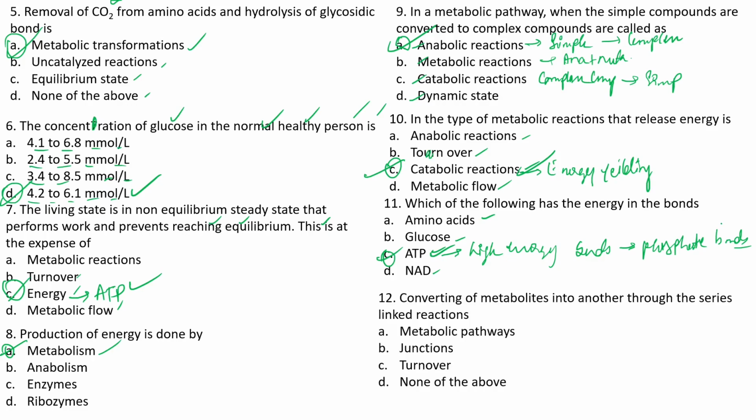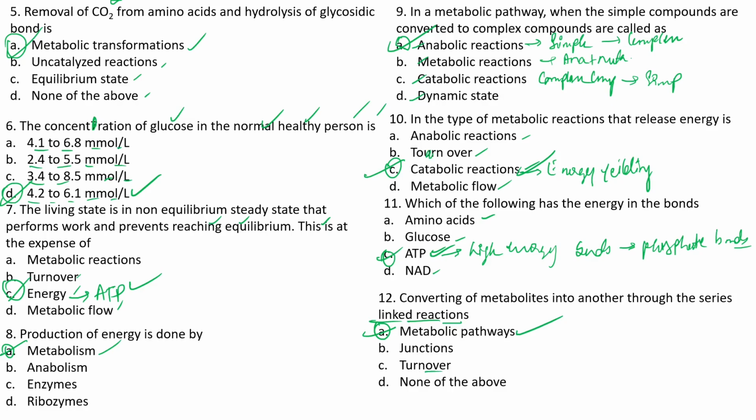The next question: converting metabolites into another through a series of linked reactions is called metabolic pathways, junctions, turnover, or none of the above, right? So, converting metabolites into another through a series of linked reactions. If the linked reactions are mentioned, the interconnection between metabolic pathways or reactions, then we can say that A is our more appropriate answer rather than turnover. Turnover is just converting one type of molecule into another kind of molecule, right?